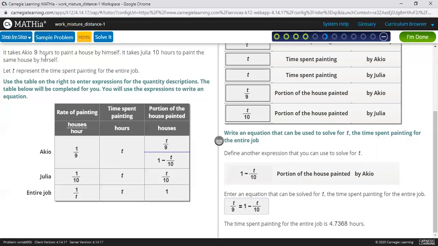A common mistake a lot of people make is they just add the 9 and the 10 hours. Painting together, it's actually going to take them less time, right? All right, so use this example to help you complete a work problem in this section.